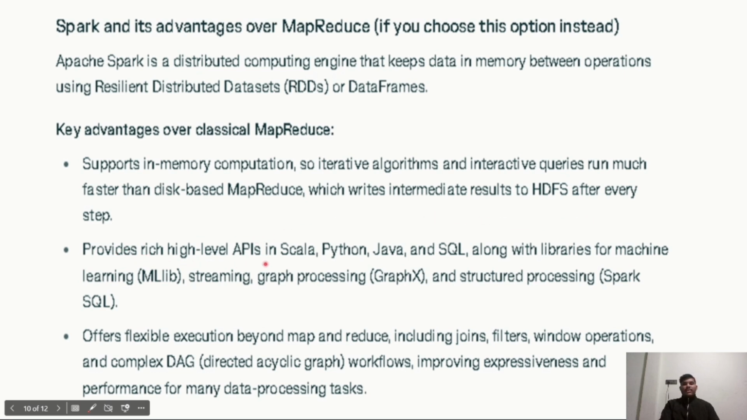Spark provides rich high-level APIs in Scala, Python, Java, and SQL, along with libraries for machine learning, MLlib, streaming, graph processing, GraphX, and structured processing, Spark SQL. It offers flexible execution beyond map and reduce, including joins, filters, and complex directed acyclic graph workflows, which improves expressiveness and performance for many data processing tasks.